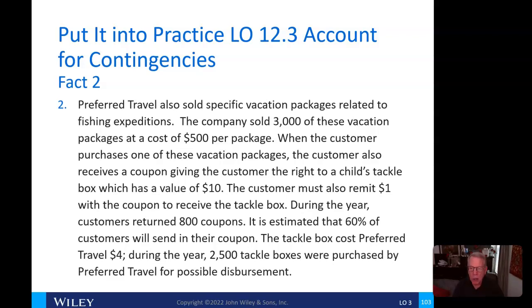During the year, customers returned 800 coupons. It is estimated that 60% of the customers will send in their coupon. The tackle box cost Preferred Travel $4, and during the year, 2,500 tackle boxes were purchased by Preferred Travel for possible disbursement.